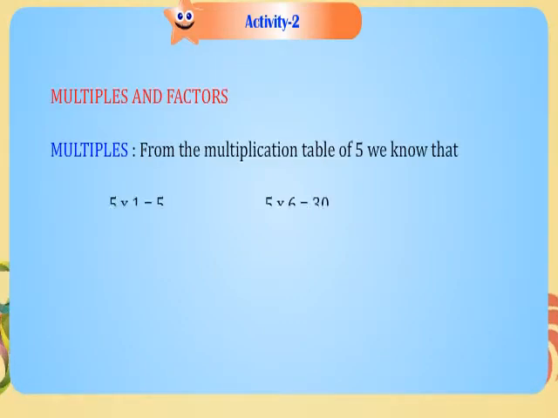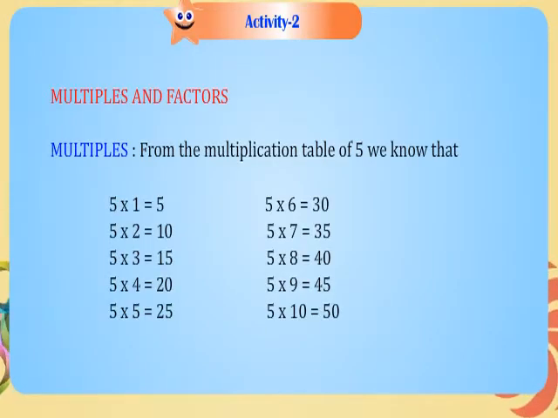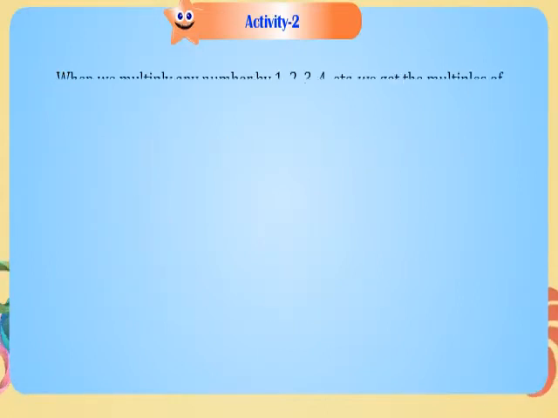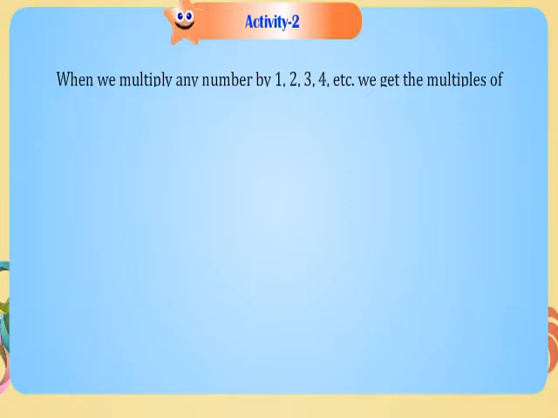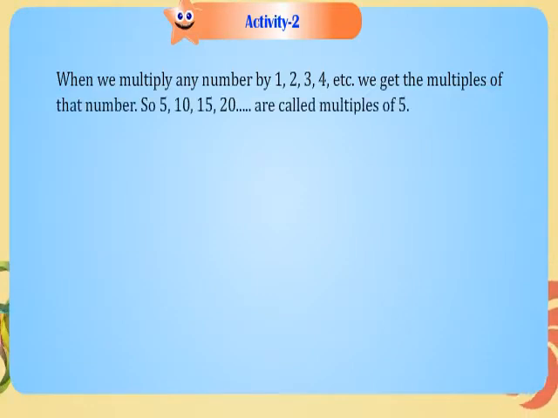Multiples and factors. Multiples. From the multiplication table of 5, we know that when we multiply any number by 1, 2, 3, 4, etc., we get the multiples of that number. So 5, 10, 15, 20 are called multiples of 5.